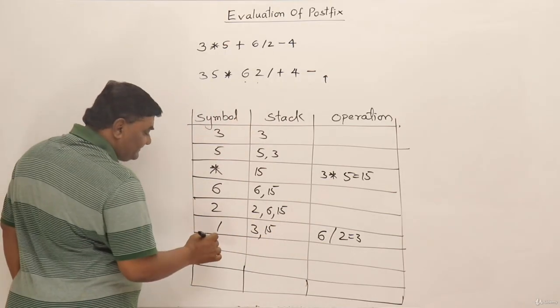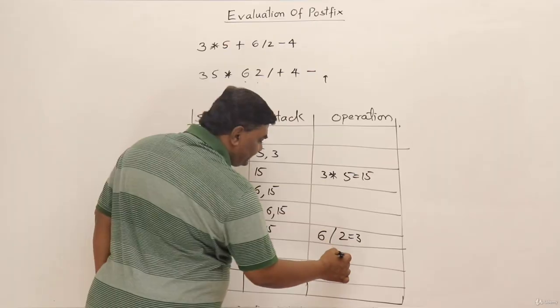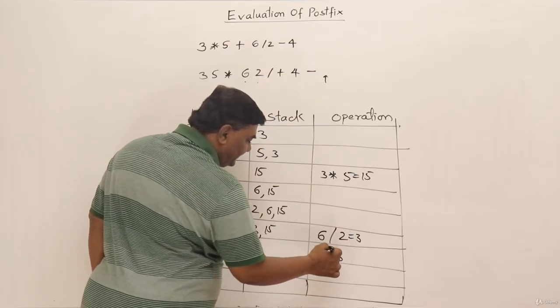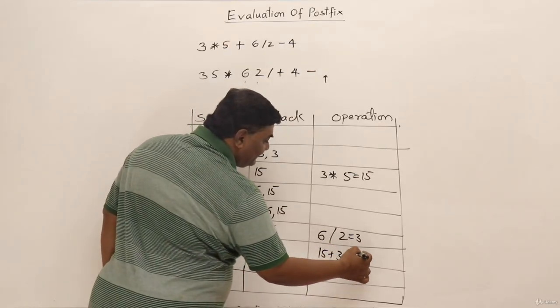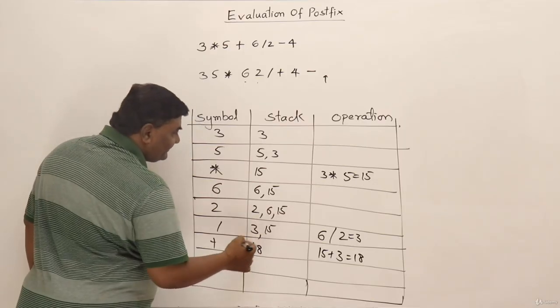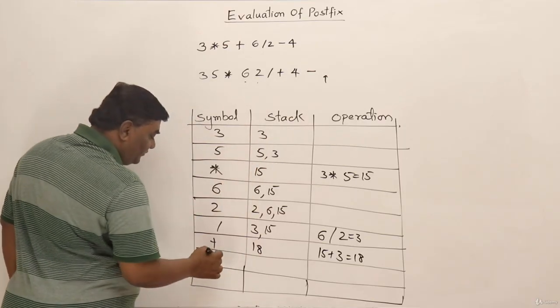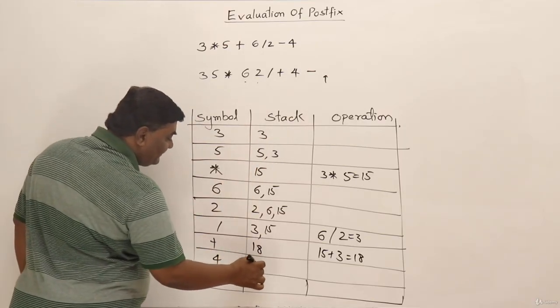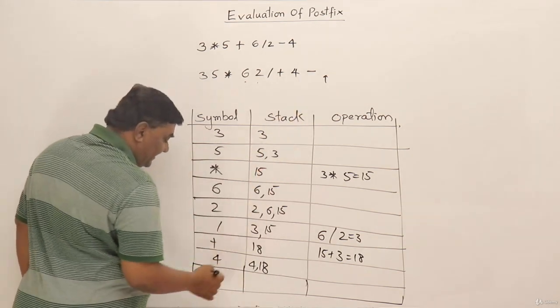The next symbol is plus. Pop out two values from the stack. First value is 3, second value popped out is 15. Perform addition and the result is 18. Push that 18 into the stack. The next symbol is 4. So 4 is pushed into the stack. 4, 18. Next symbol is minus.